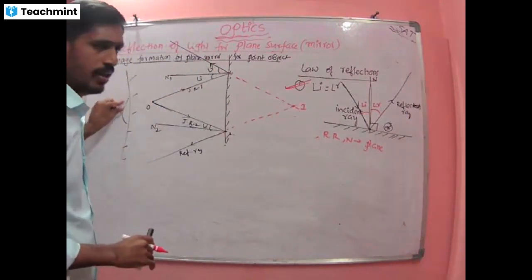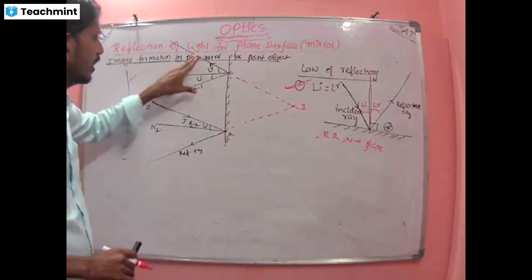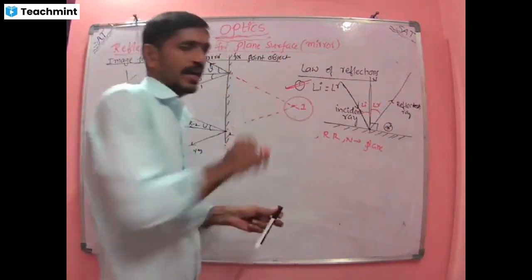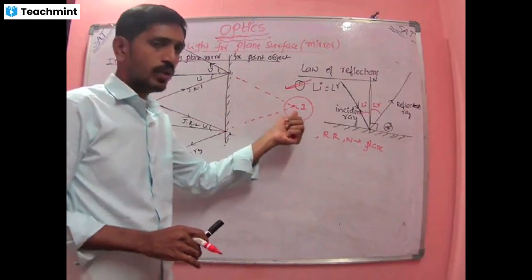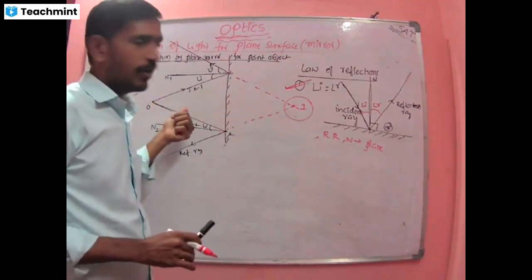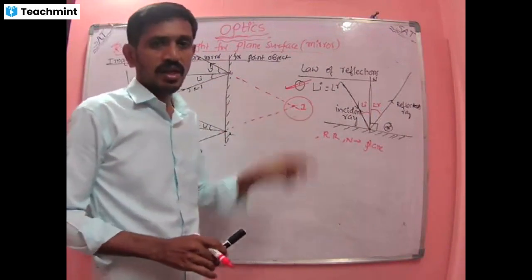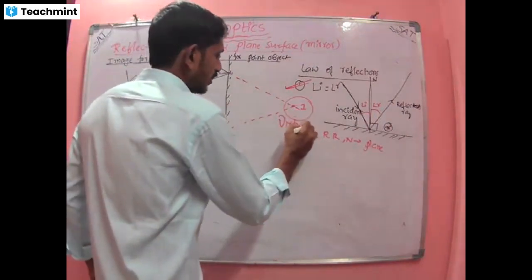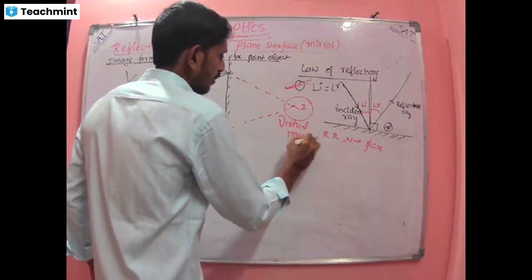Our eye feels that these two rays are coming from this point, so there is a formation of image at this point. Actually, these two rays are not coming from this point. Actually, they are coming from the object only. That's why this image is called a virtual image. We cannot catch this image. So this is a virtual image.